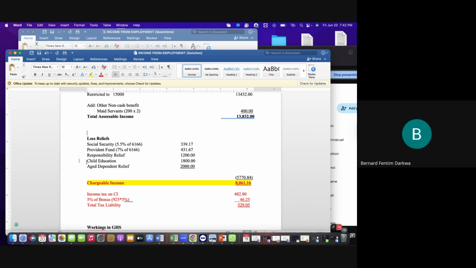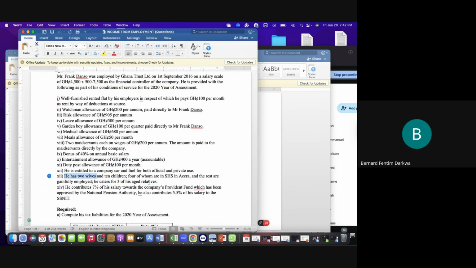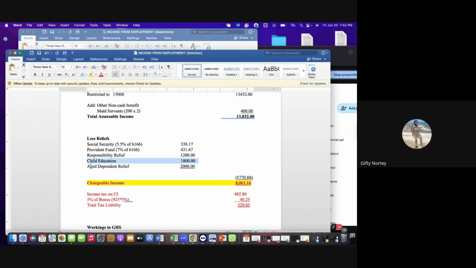So you see the marriage relief is 1,200, one wife. Then the child education is 1,800. Then for the question, he takes care of old age. He caters for three of his aged relatives. One is 1,000, and he has 3, but the law allows only 2. So for the aged dependents, we are going to use 2,000.